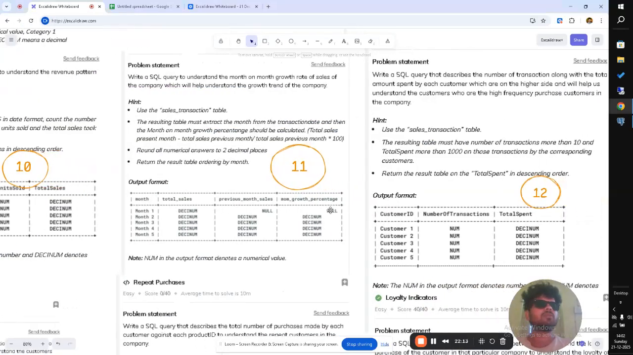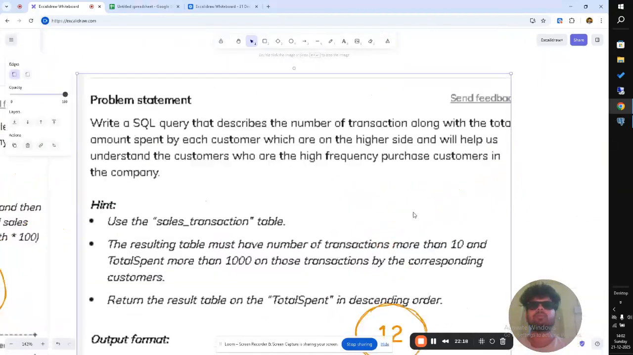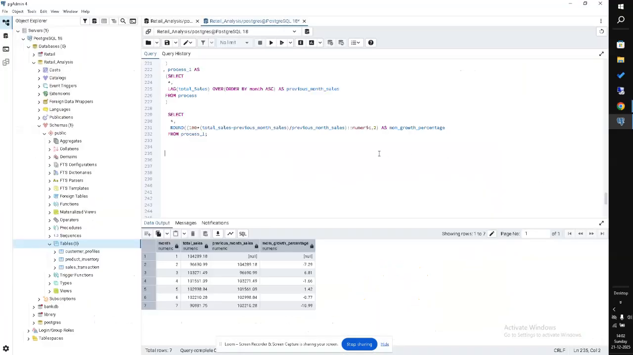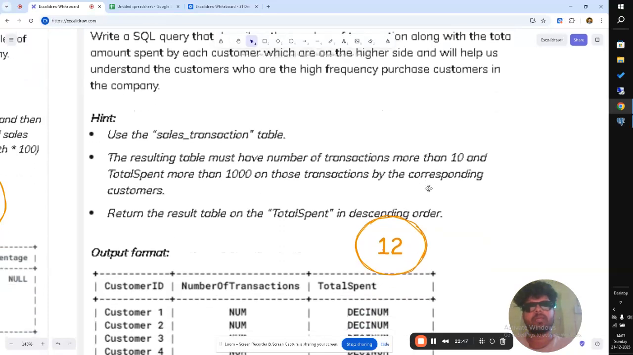Okay, now number 12. Describe the number of transactions along with the total amount spent by each customer, which are on a higher side and help us to understand the high frequency purchase customers in the company.